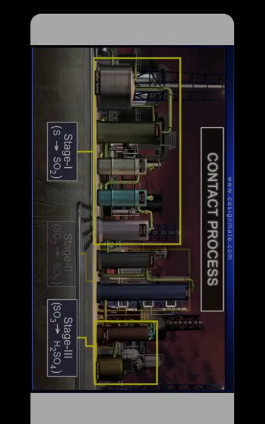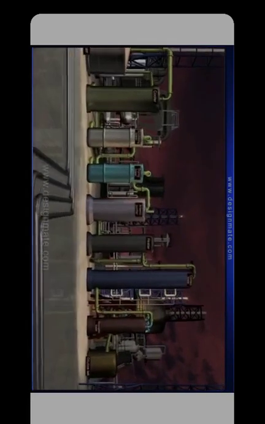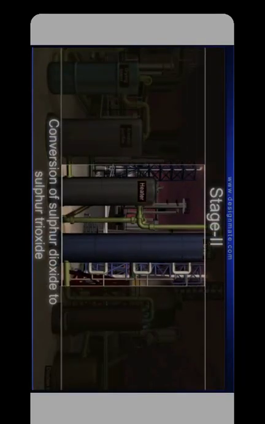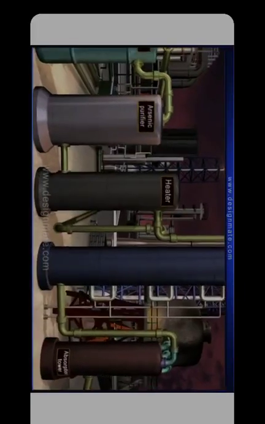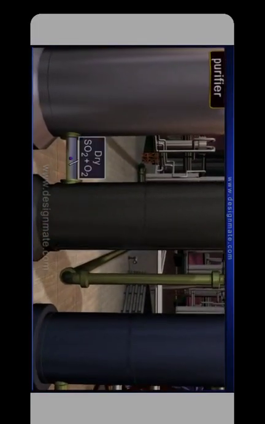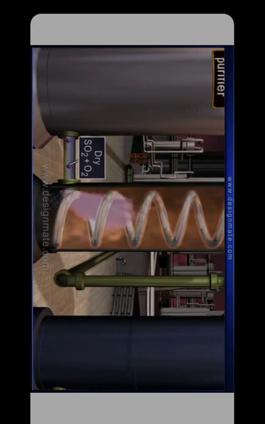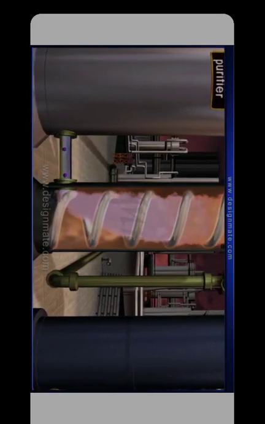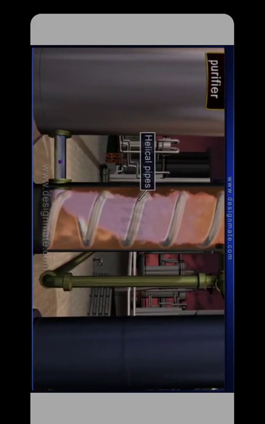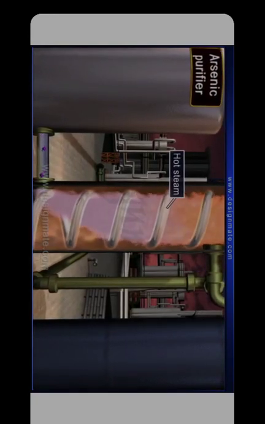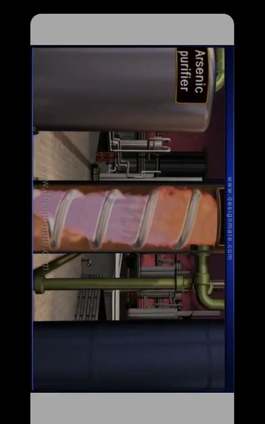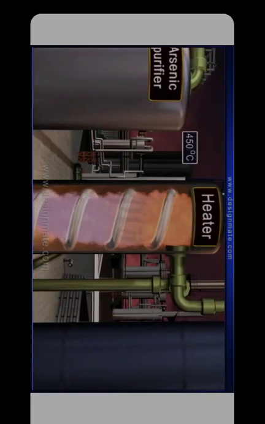Stage 2. Conversion of sulfur dioxide to sulfur trioxide. This consists of a heater and the contact tower. In this stage, dried sulfur dioxide and oxygen are passed through a heater, which contains helical pipes from which hot steam passes continuously. Here, the temperature of the gas rises to 450 degrees Celsius.